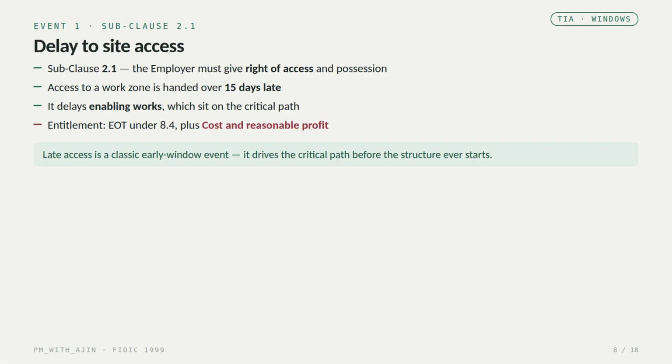Event 1, delay to site access, under subclause 2.1. 2.1 obliges the employer to give the contractor right of access to and possession of the site by the times required. In our example, access to a particular work zone is handed over 15 days late. That delays the enabling works, which at this early stage sit right on the critical path. The entitlement is an extension of time under 8.4, plus cost and reasonable profit, because a 2.1 breach is an employer risk. Late access is a classic early window event. It drives the critical path before the structure has even started.